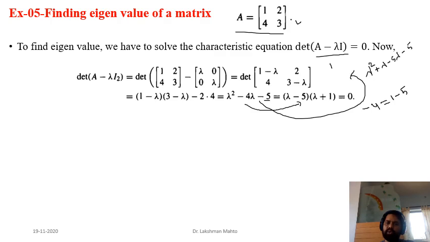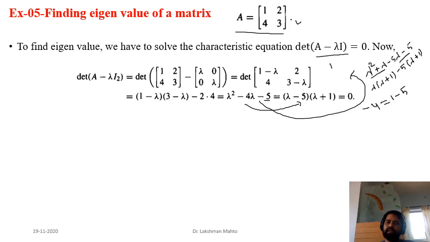So what is the common factor here? Here lambda is the common factor, and in the last two terms 5 is the common factor. So take lambda as a common factor. The remaining thing is lambda plus 1. Okay, and in the last two terms, what is the common factor? Minus 5 is the common factor. So take minus 5 common. The remaining thing would be lambda plus 1.